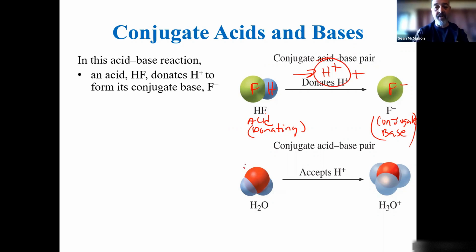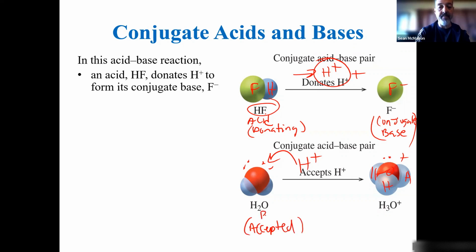Well, where did the proton go? Let's say I have water, and here's the H plus. The water accepts a proton that the hydrofluoric acid gave, and now I see that it produces the hydronium ion. So what did water do? Water accepted the proton. So that makes water what? The base. But now that it has this extra H plus, it's no longer a base anymore. So what do we call it? The conjugate acid.